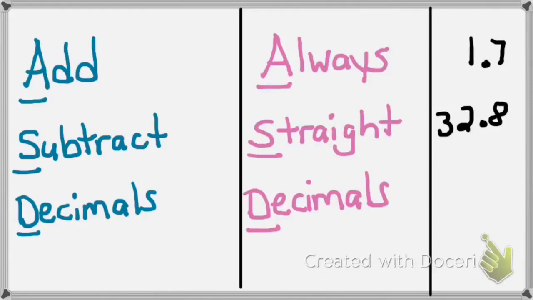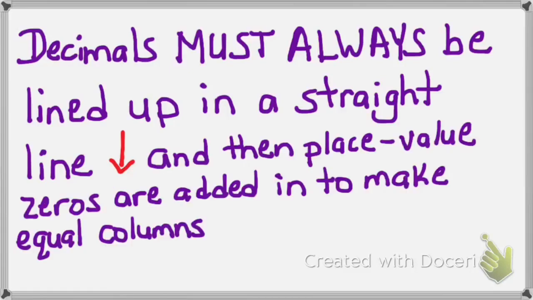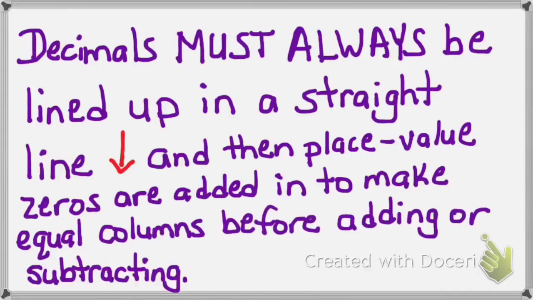And I'm adding that to 0 and 53/100. Again, my decimal has to be lined up under the other decimals, always straight decimals. I put my 0 and then my 5, 3 for 53/100. So notice that my decimals are always straight. Add, subtract decimals means always straight decimals. They must be lined up. So when I'm adding or subtracting decimals, decimals must always be lined up in a straight line. And then place value zeros are added in to make equal columns before we start our adding or subtracting.